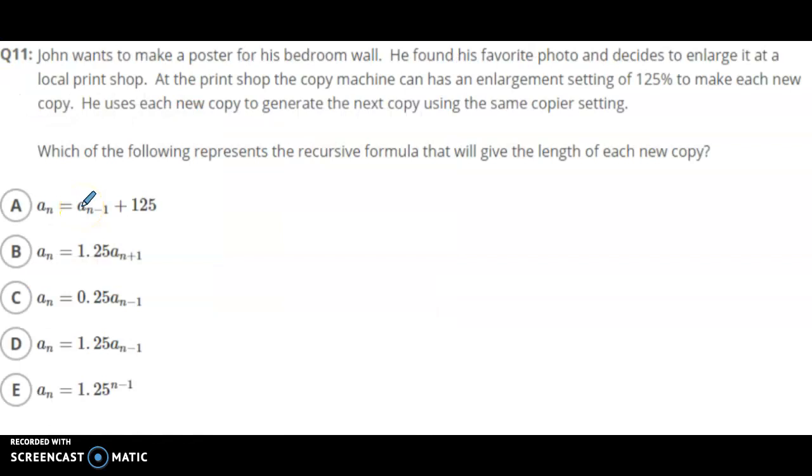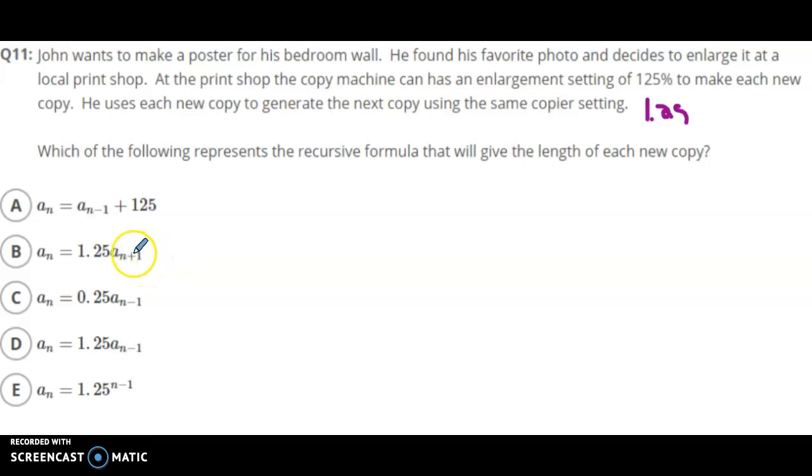11, John wants to make a poster for his bedroom wall. He found his favorite photo and decides to enlarge it at a local print shop. You can do 125%. 125% is 1.25. And to make each new copy, he uses each new copy to generate the next copy using the same copier settings. So which of the following represents the recursive formula? So you take the other one and you multiply it by 1.25.